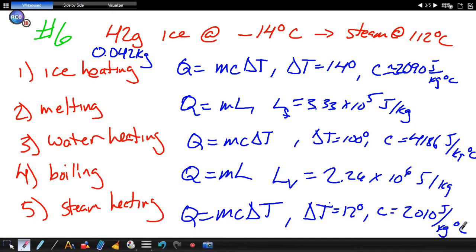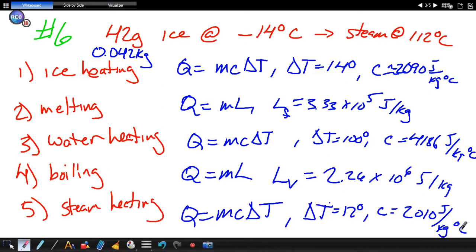So that's 5 steps, and then you have to add all of those steps up. I trust you can do each of these steps and then add them up. But that's the layout of number 6. You have to consider what the object, what the material, is doing as you go through these things.